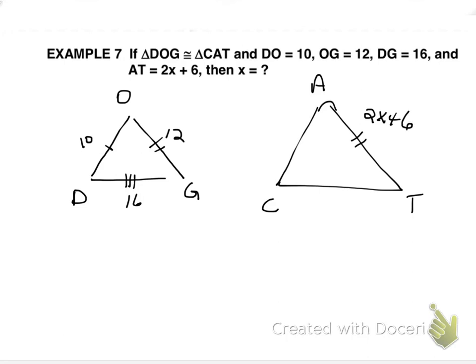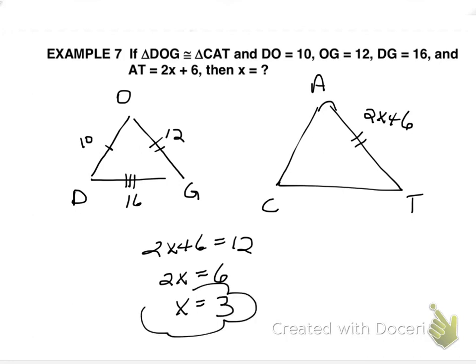And what is x? Well, which side corresponds, which side is congruent? We know that OG would be congruent to AT, so 12 is equal to 2x plus 6. So then we just solve. 2x is equal to 6, and so x is equal to 3.